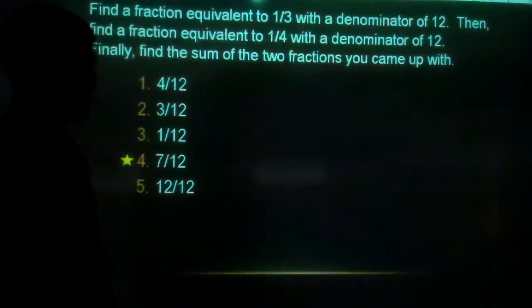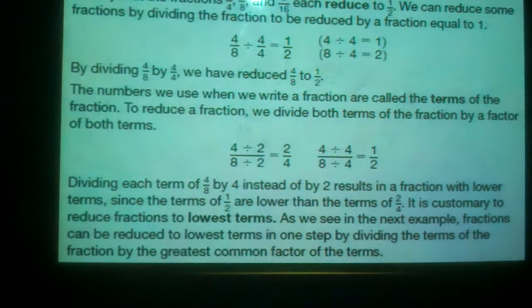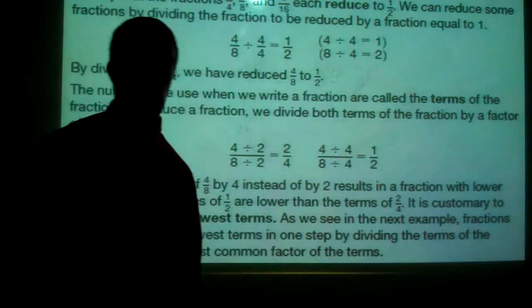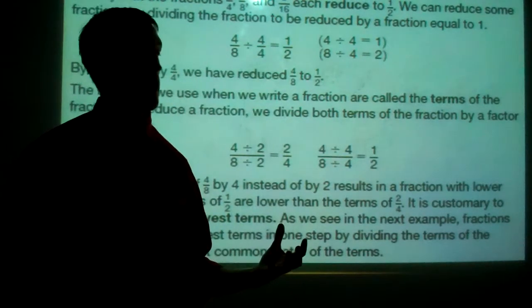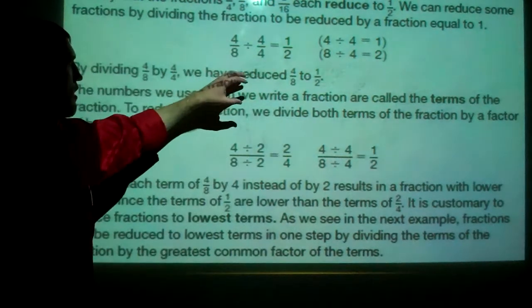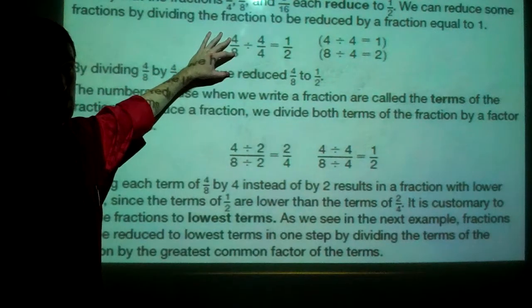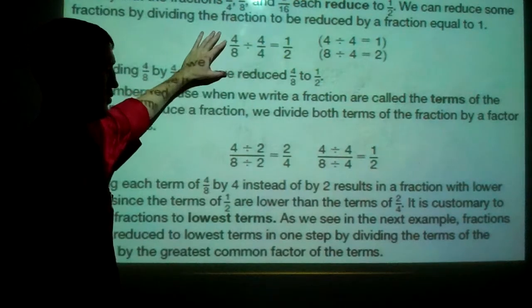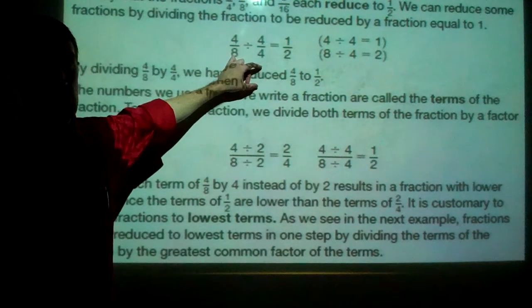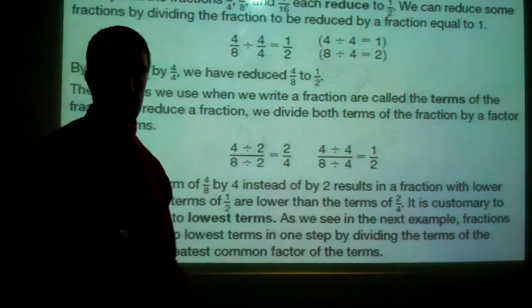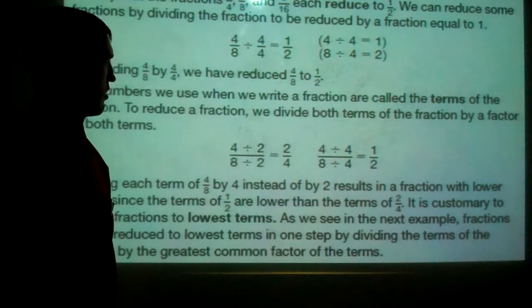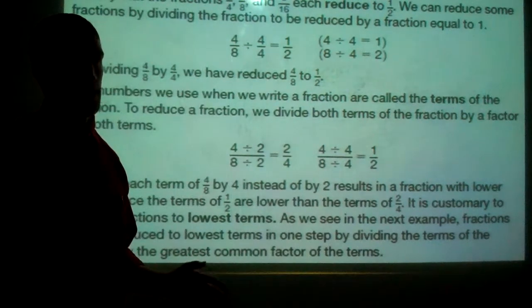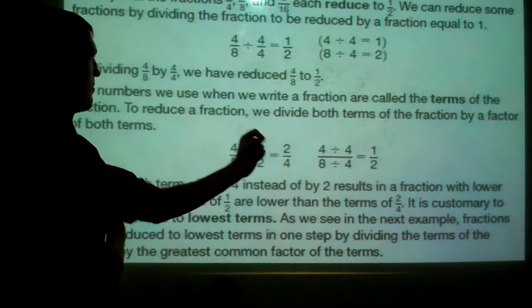Okay, to sum up this screen, now we're going to kind of go backwards. Before we were finding equivalent fractions. Now we're going to go from a fraction such as 4 over 8, and we're going to reduce it and figure out what fraction we have here. And once again, we'll be dividing by 1, or 4 over 4. Same thing. 4 over 4, 5 over 5, whatever it is. Whatever number goes into both the numerator and the denominator.